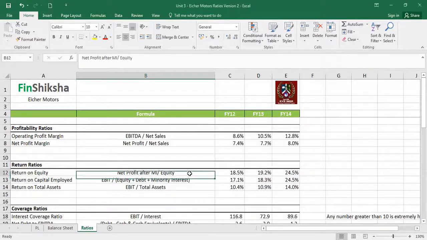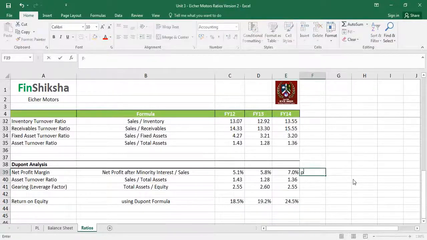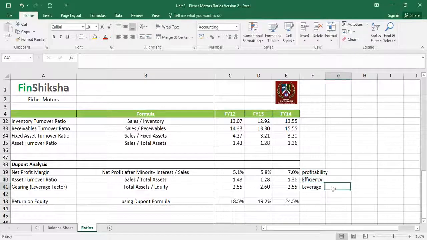Now, let's try and decode the DuPont analysis as we go along. So return on equity is jumping, but why is it actually jumping? This part shows profitability. This part here shows efficiency, right? And this part here will show what is the leverage or capital structure of the firm, right? Now we note that in the leverage, there is no change. Efficiency, there is a slight decline. Profitability, there is a jump.